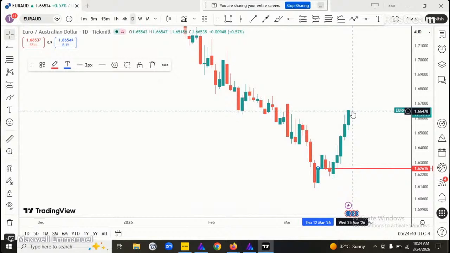That's my expectation on Euro Australian dollar. It is still bullish, but this is not the right time to buy. Don't buy it. It's not a good price to buy.